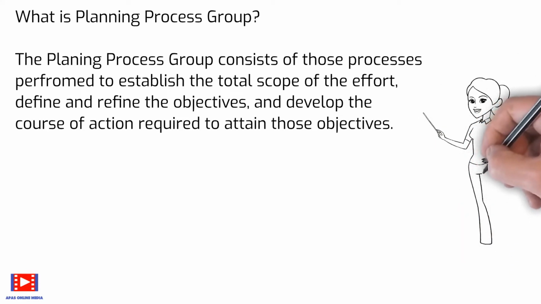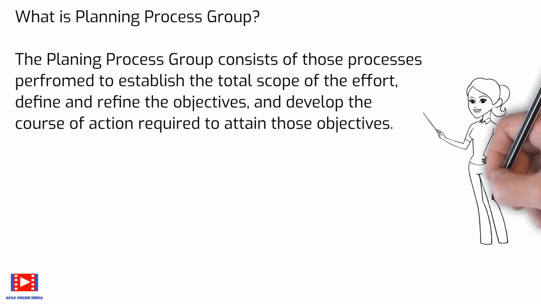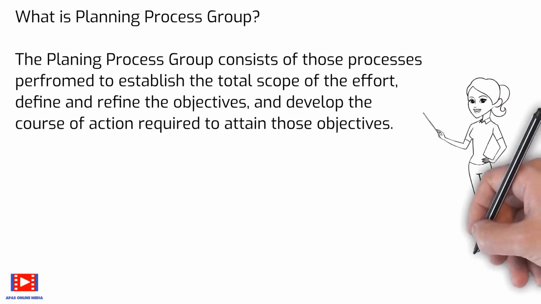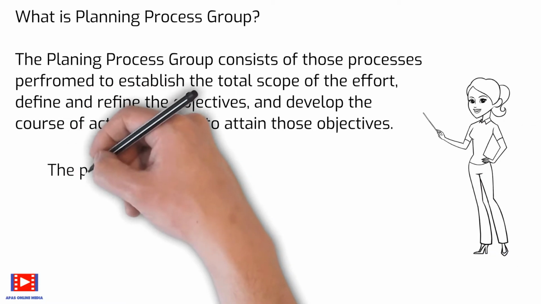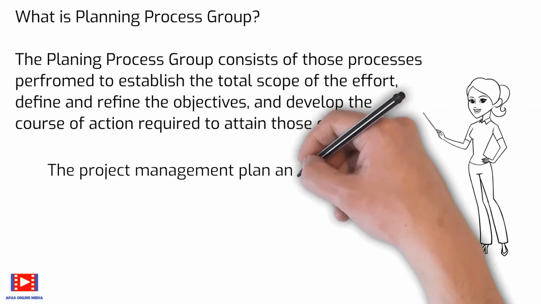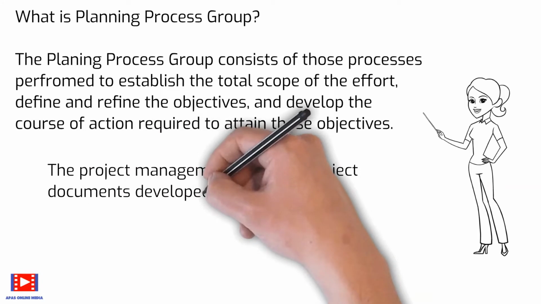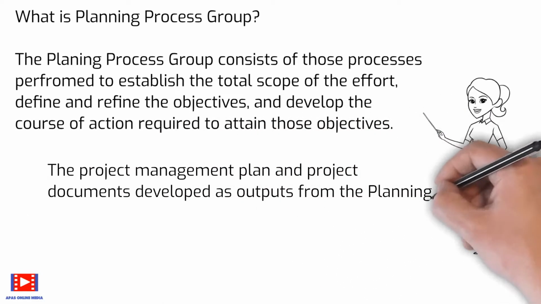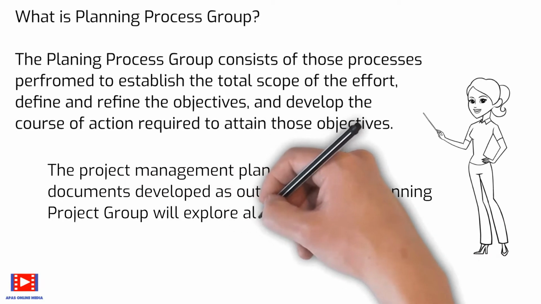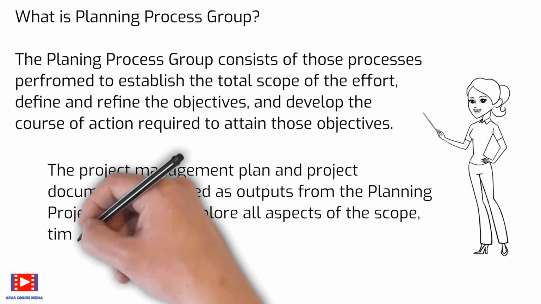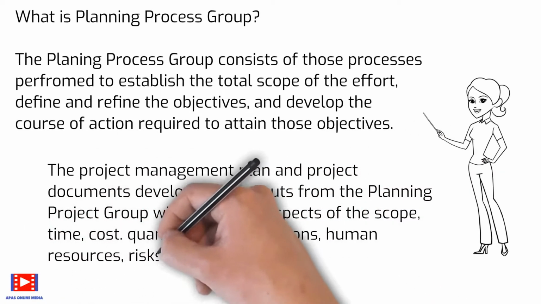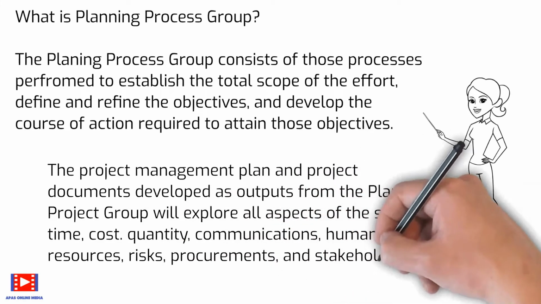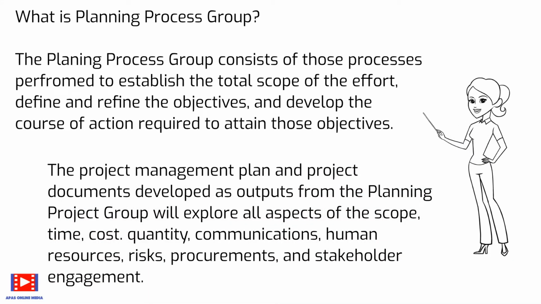This progressive detailing of the project management plan is called progressive elaboration, indicating that planning and documentation are iterative and ongoing activities. The project management plan and project documents developed as outputs from the planning process group will explore all aspects of the scope, time, cost, quantity, communications, human resources, risks, procurements, and stakeholder engagement.